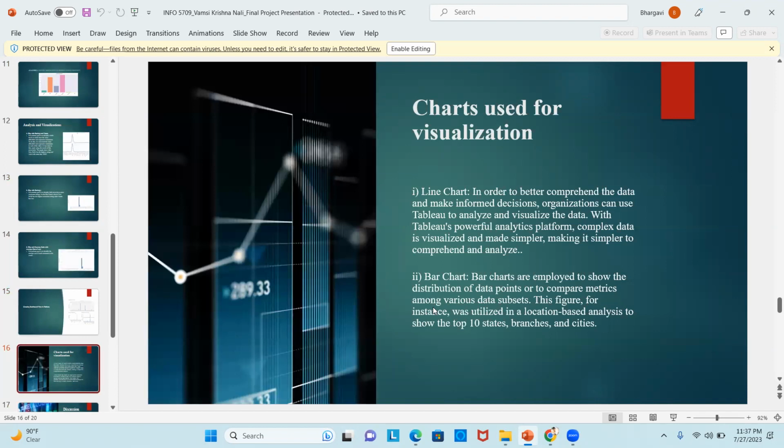Charts used for visualization: the line chart, in order to better comprehend the data and make informed decisions. Organizations can use Tableau to analyze and visualize the data. With Tableau's powerful analytics, complex data is visualized and made simpler, making it easier to comprehend and analyze. And the bar chart, as you can see in the previous image, we have shown the bar chart as well. Bar charts are employed to show the distribution of data points or to compare metrics among various data subsets. This figure, for instance, was utilized in a location-based analysis to show the top 10 states' branches in the cities.